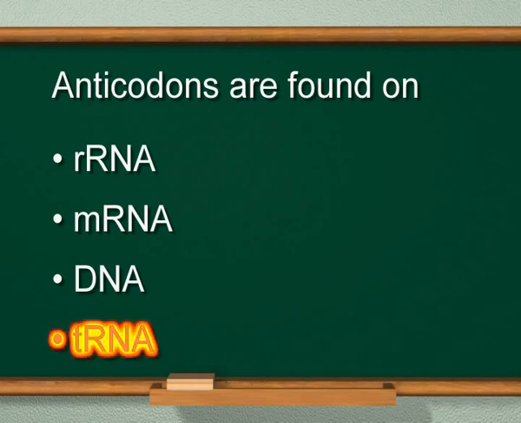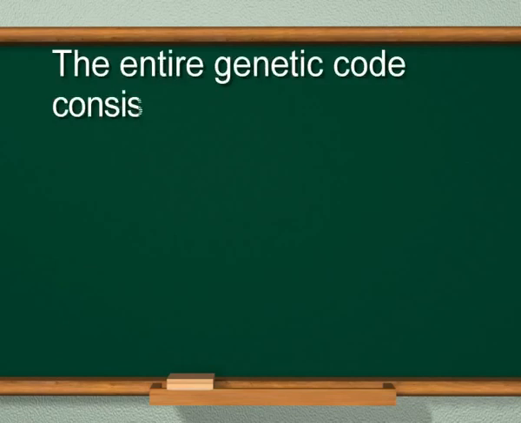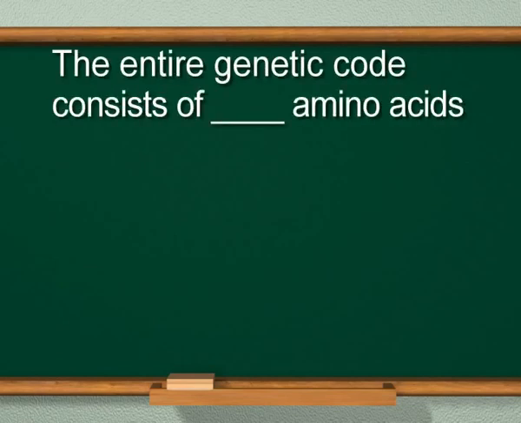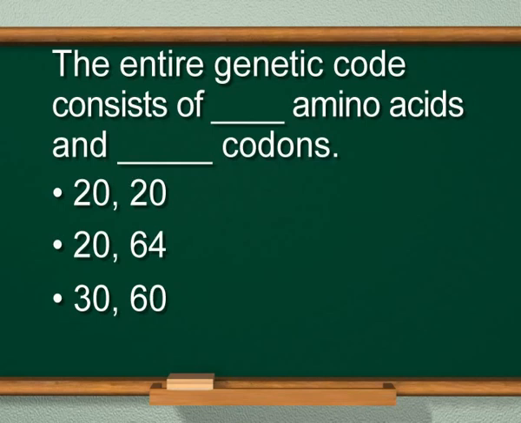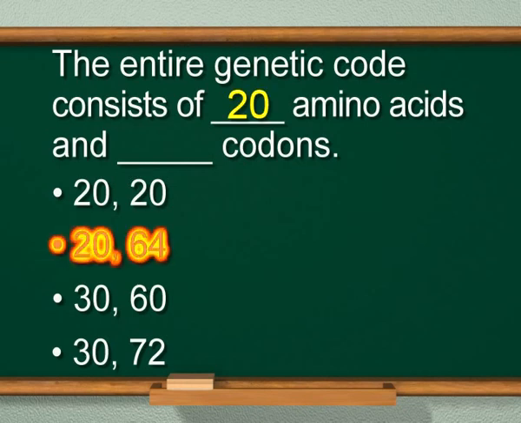My next question is, complete the following sentence. The entire genetic code consists of dash amino acids and dash codons. The options are 20-20, 20-64, 30-60 or 30-72. The correct answer is the entire genetic code consists of 20 amino acids and 64 codons.